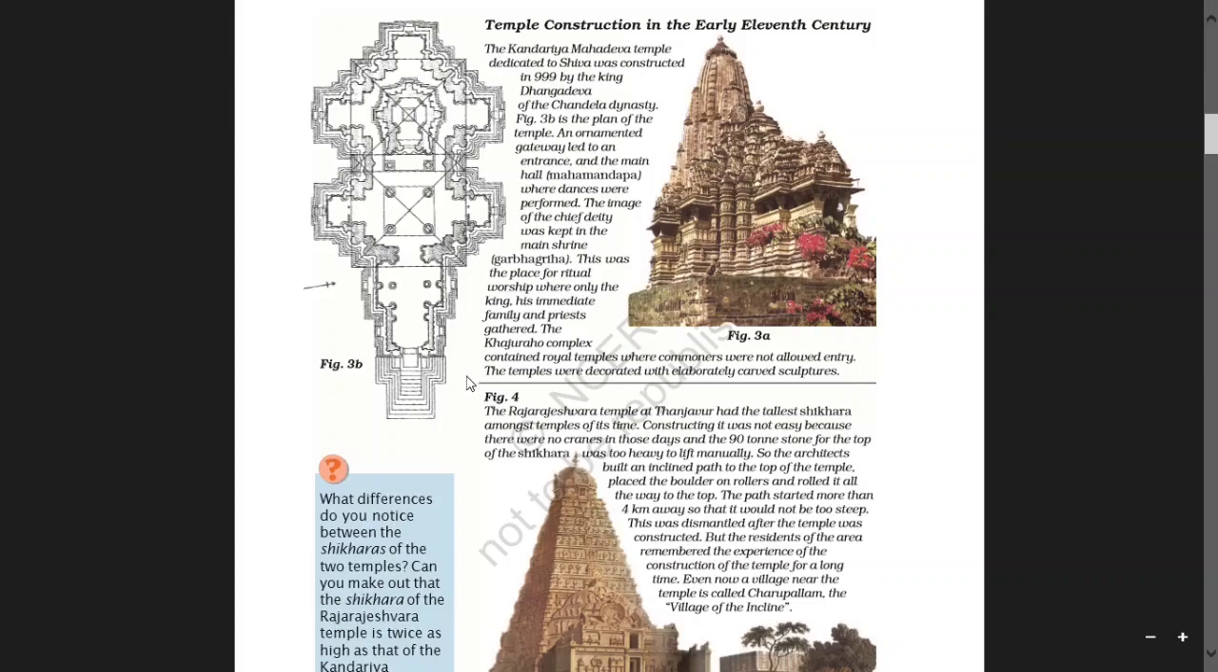The temples were decorated with elaborately carved sculptures, and the temple of this Khajuraho complex was decorated with elaborately carved sculptures. Elaborately means in a detailed, carefully arranged manner, okay, in a carved sculptures.